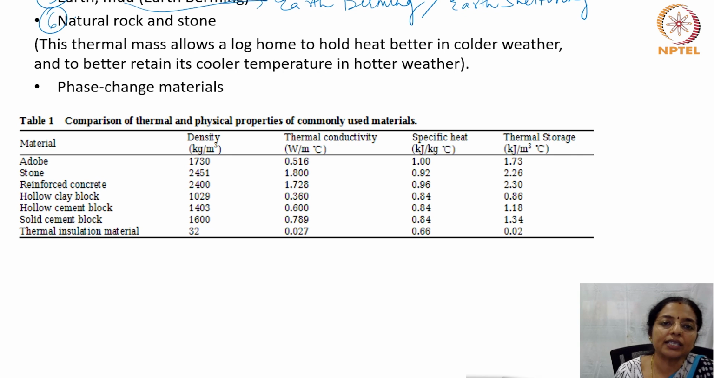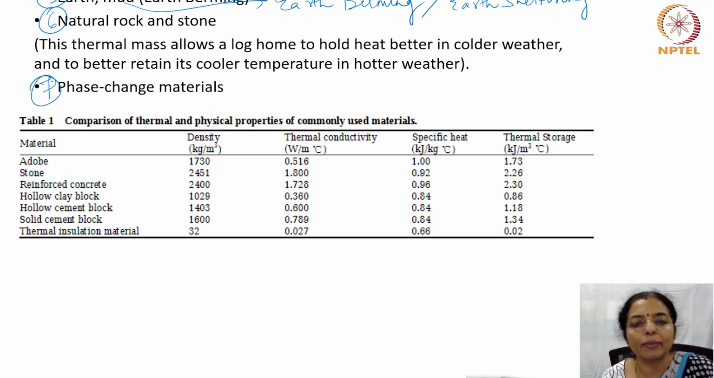So this thermal mass allows a log home to hold heat better in colder weather and to better retain its cooler temperature in hotter weather. And the new age material is phase change material. So I have just given a glimpse of comparison of the properties of commonly used materials to understand their thermal storage capacity.